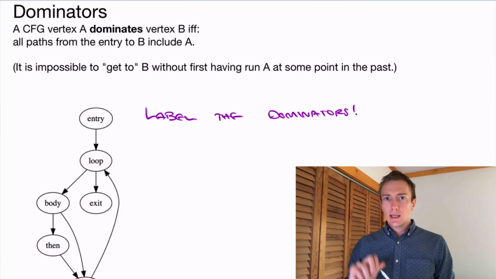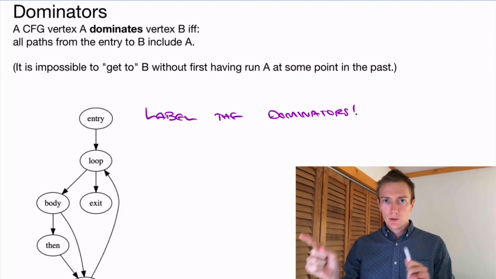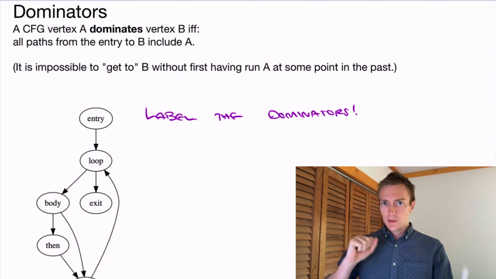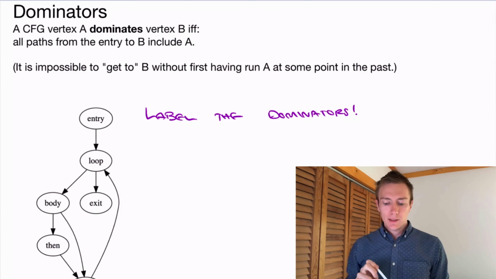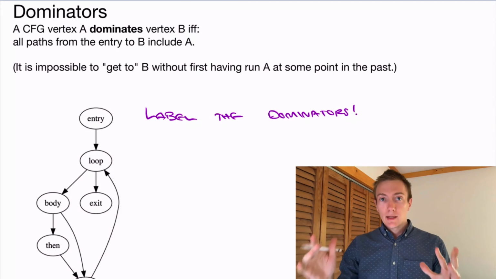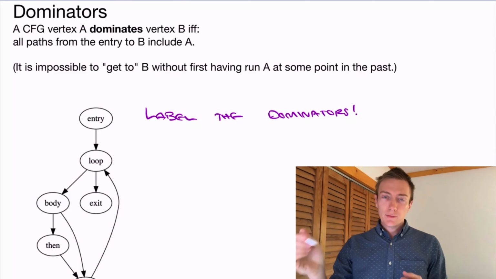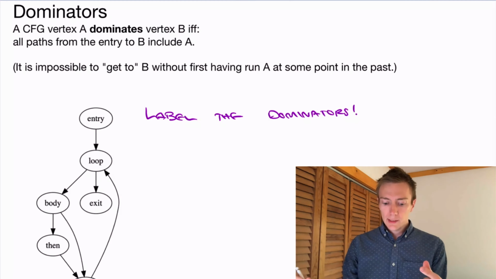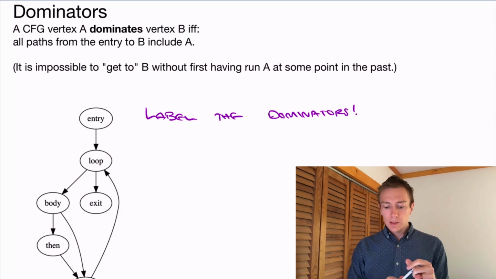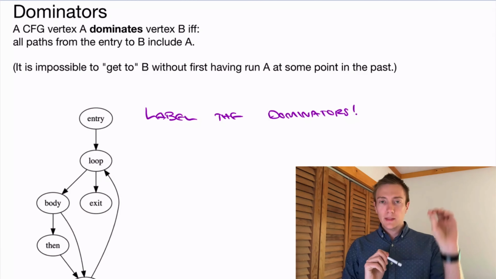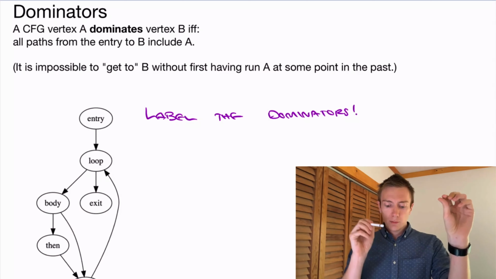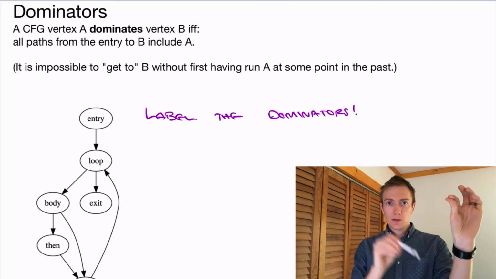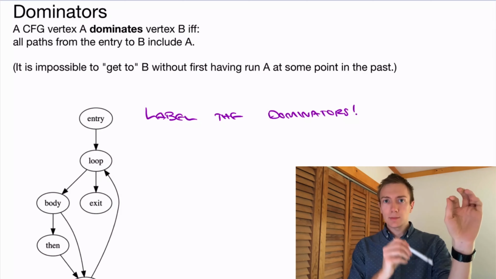So domination is a relationship between two different basic blocks. One block is said to dominate another block if it meets this criterion. Intuitively speaking, one block dominates another block if it is guaranteed to execute before that block. Put more formally, as the definition says, if every path from the entry of a function to a given block B includes another block A, then A dominates B.